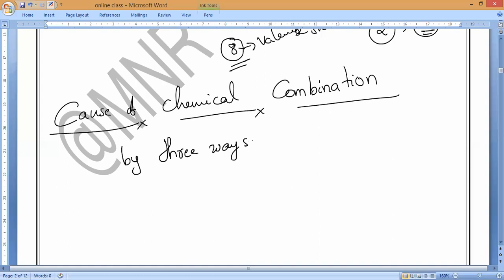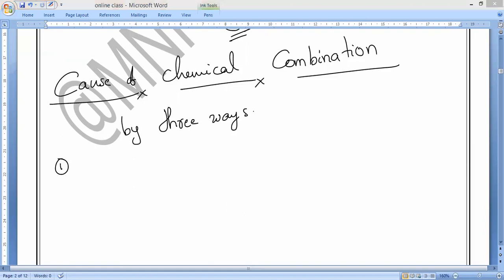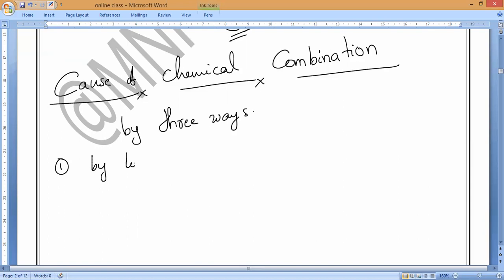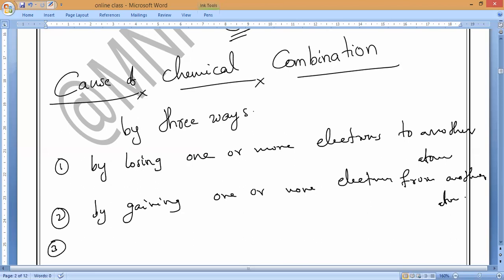What is the first one? By losing 1 or more electrons to another atom. Next, what is the second method? By gaining 1 or more electrons from another atom. Next, by sharing 1 or more electrons with another atom.